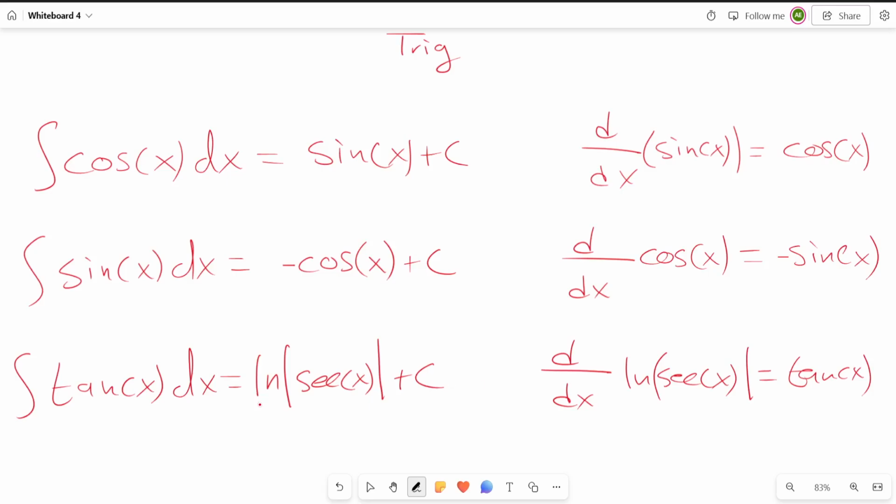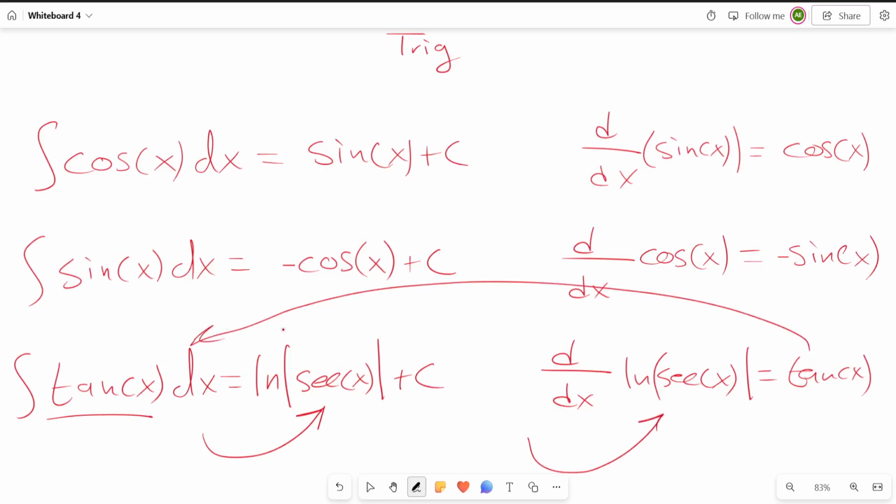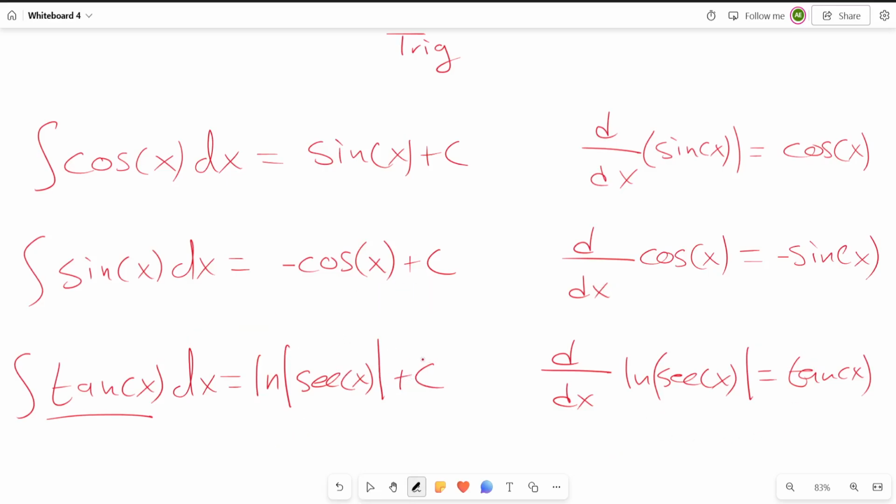Okay, so if I integrate something, it gives me an answer. If I differentiate the answer, it's going to give me back the original thing. This is basically integration and differentiation.